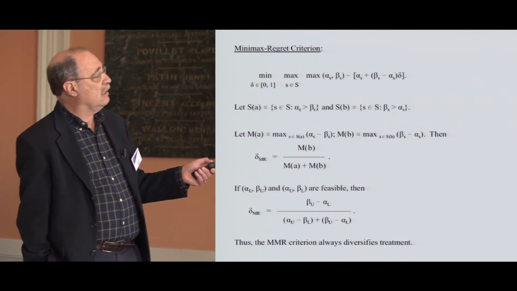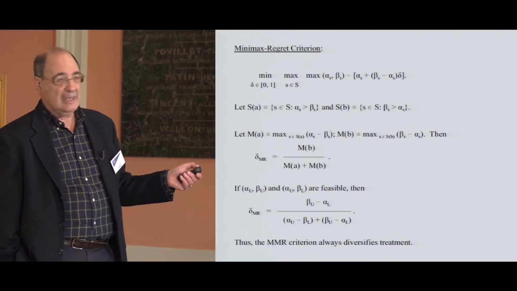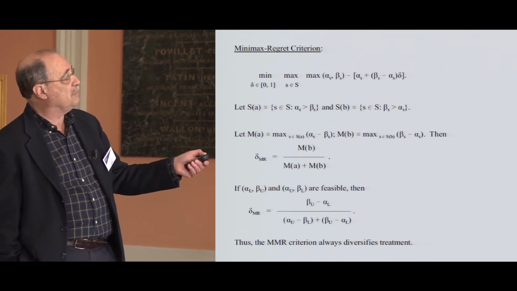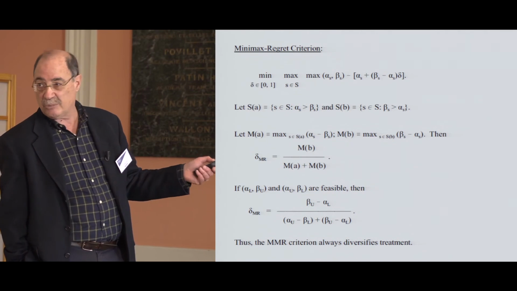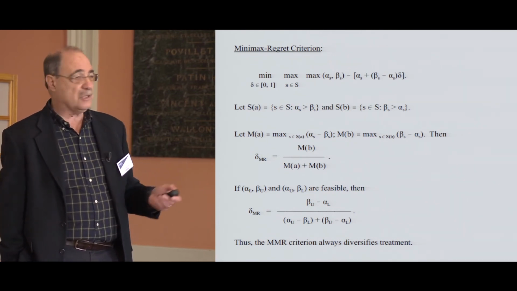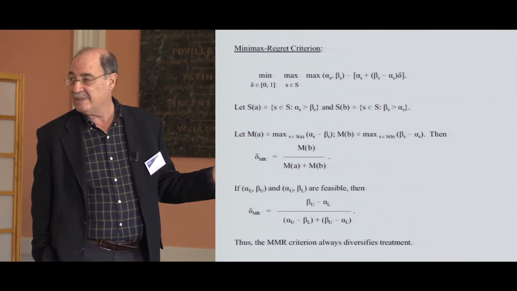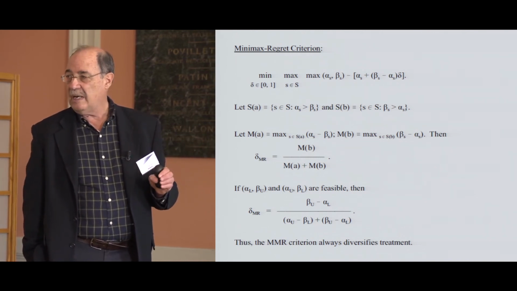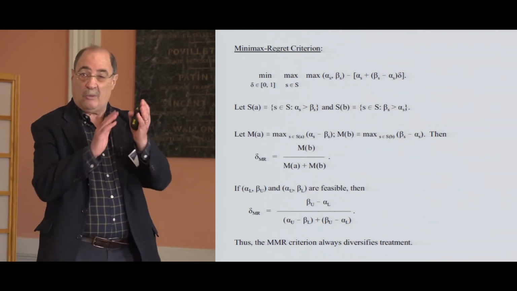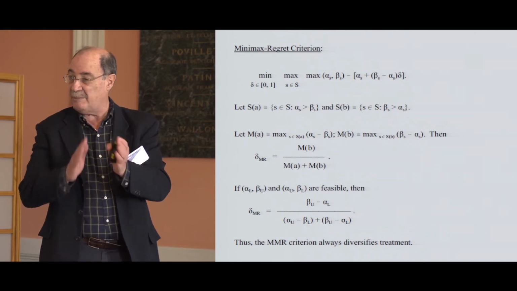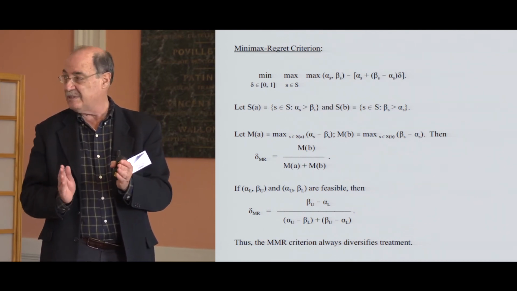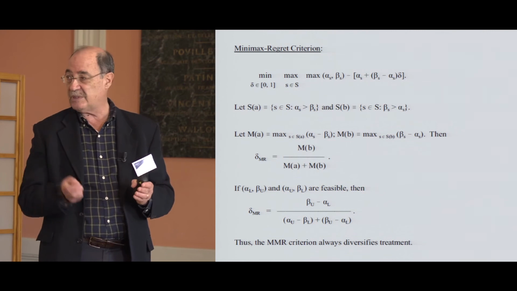But it turns out the solution is always diversification. This MB, which is defined up here, and the MA, these are all positive numbers. That's all you need to know. And the solution is MB over MA plus MB. That's the abstract solution, and that's always interior to 0, 1. So minimax regret always diversifies, in this case, always, with 2 treatments. Okay?